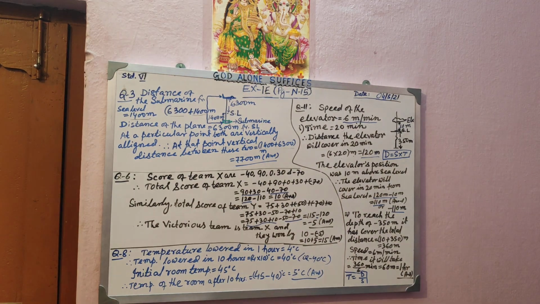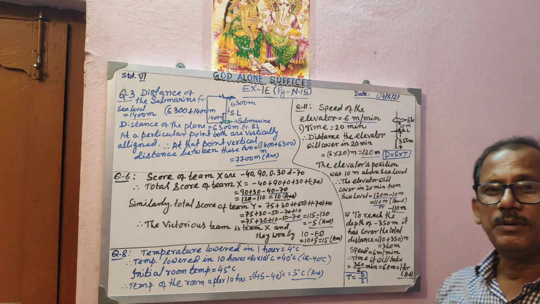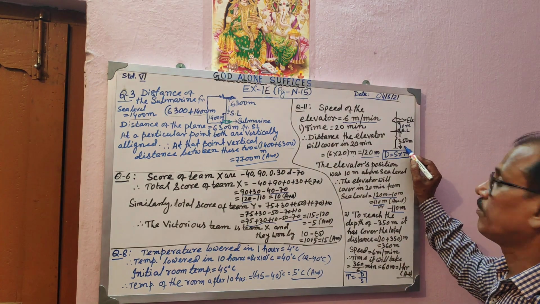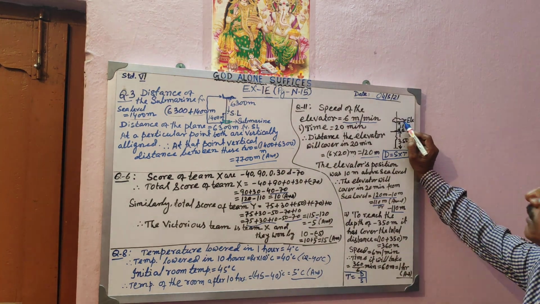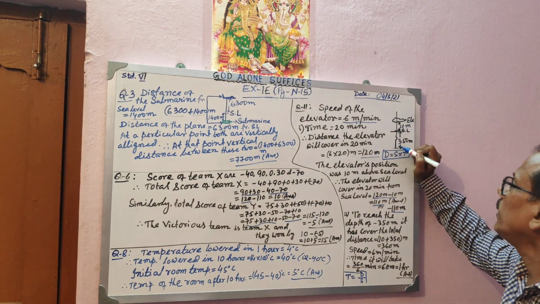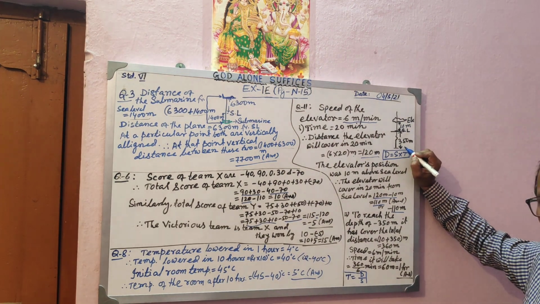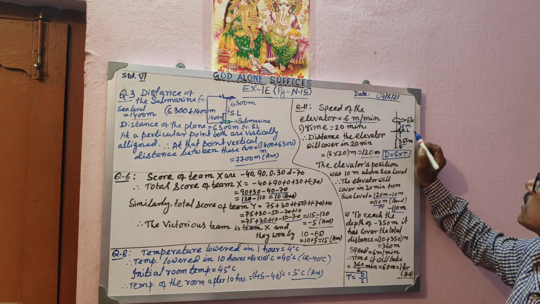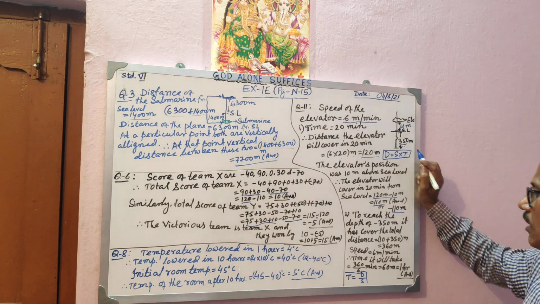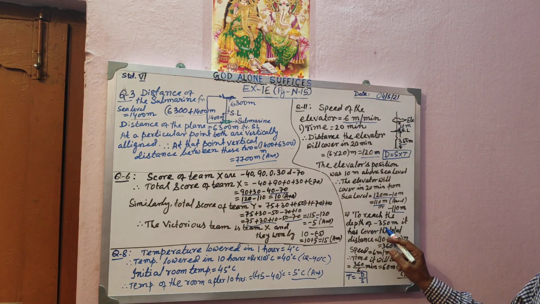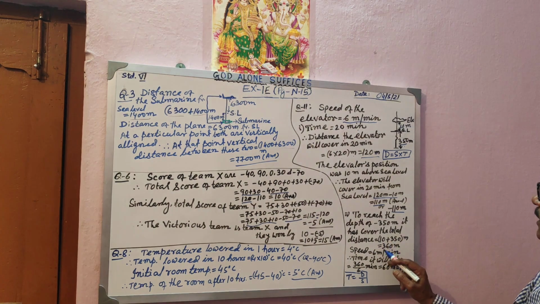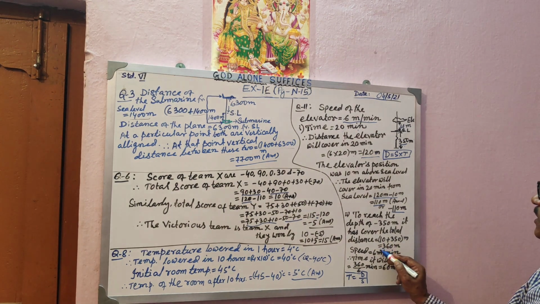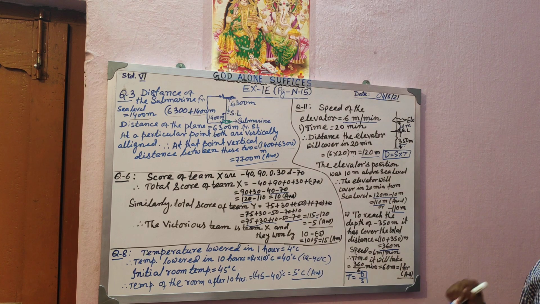The second question asked to you: see how much time it will take to reach the depth of 350 meter. It was 10 meter above the sea level. Now it is coming down to 350 meter below the sea level. So the total distance will definitely be 350 plus 10, so 360 meter. To reach the depth of minus 350 meter, it has to cover a total distance of 10 plus 350, that is 360 meter.